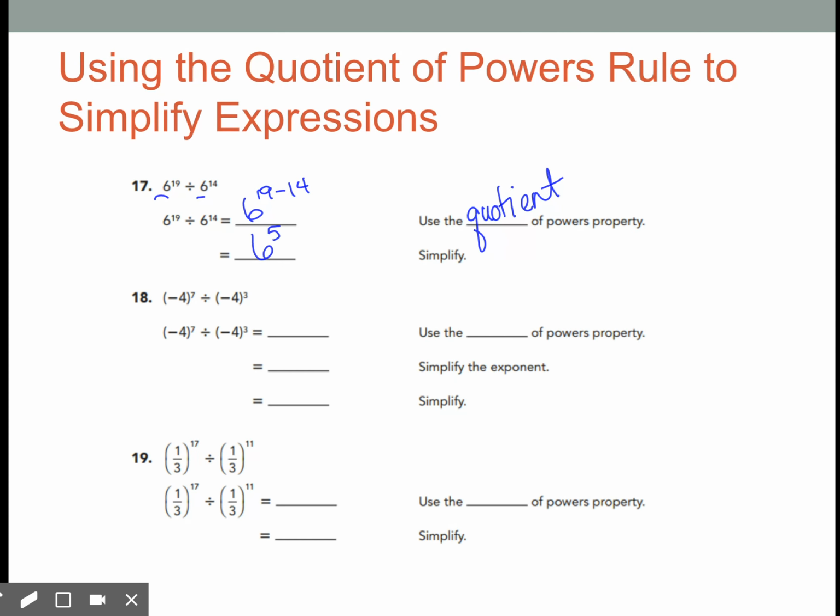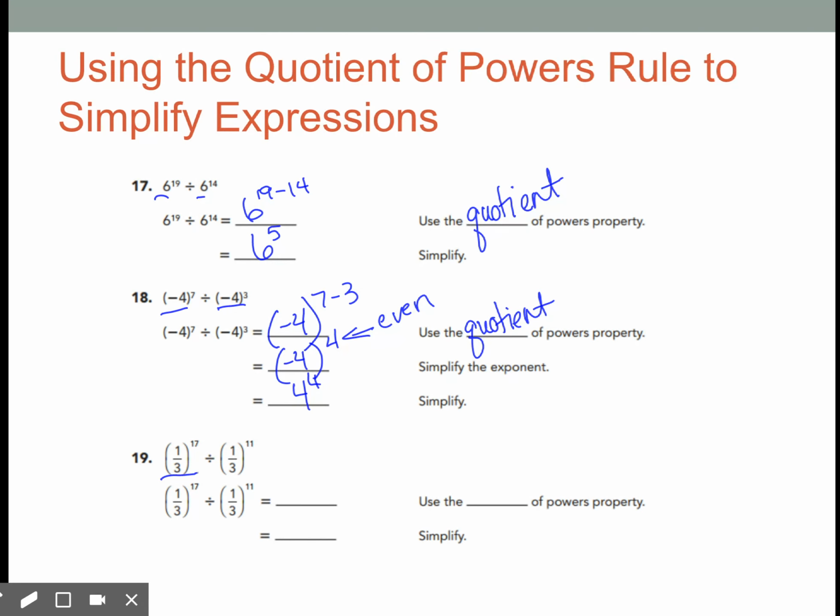Number 18, negative 4 to the 7th power divided by negative 4 to the 3rd power. Because it's the same base, I'm going to use the quotient of powers property. And I'm going to do negative 4 to the 7 minus 3 power. 7 minus 3 is 4, so I have negative 4 to the 4th power. Again, our 4 is an even exponent, so that means I can simplify this by making my base positive. So 4 to the 4th power.